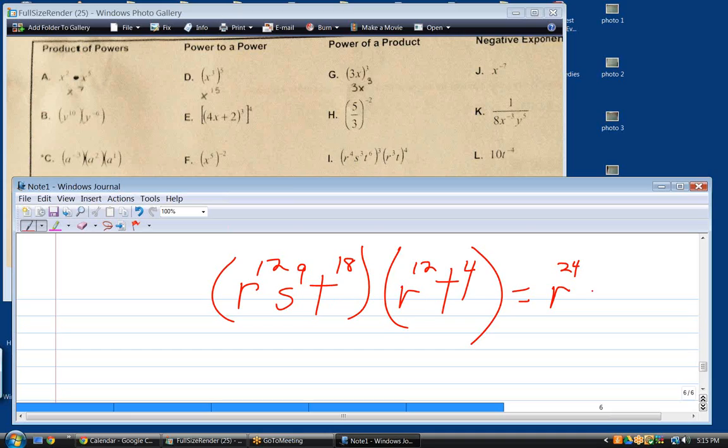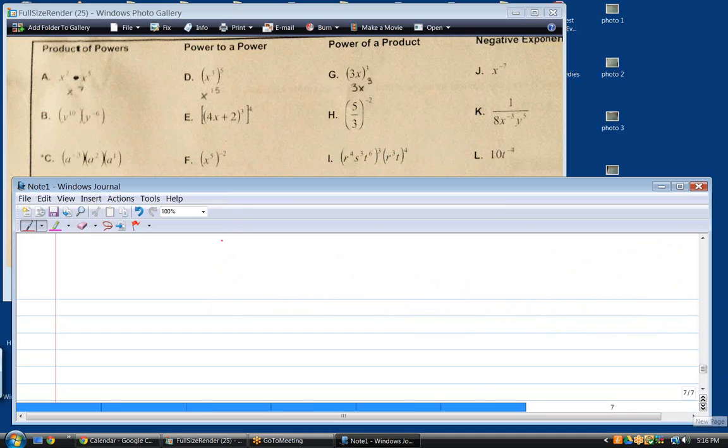How about the s's? It would just be s to the 9th. And the t's? That would be 22. There's your answer right there. Okay. So do exponentiation first. It's kind of similar to PEMDAS, if you remember PEMDAS. Do your exponentiation first, then do the rest of it.